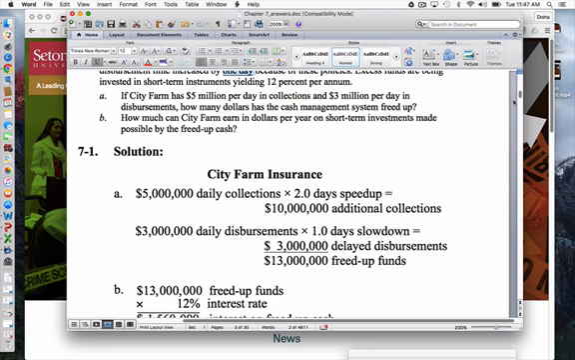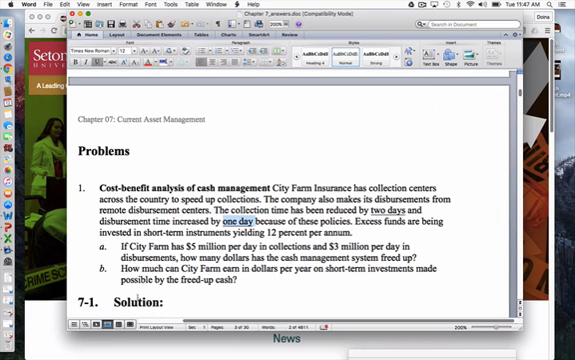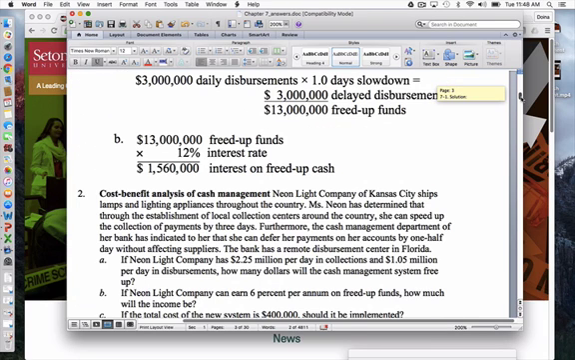Total 13 million. And then the next question is, how much can City Farm earn in dollars per year on short-term investments? So we know that they freed up 13 million. How much money are they going to make in interest on this money freed up? So you are going to apply 12%, 0.12, to 13 million. So that's going to be 1,560,000. Hopefully it's not too hard to calculate. That's the interest on freed up cash.